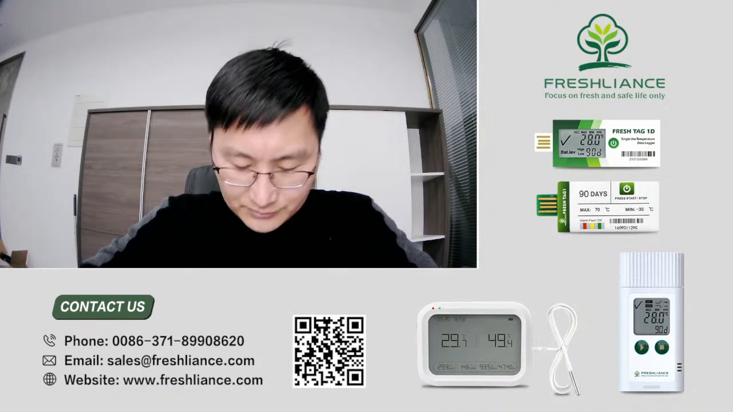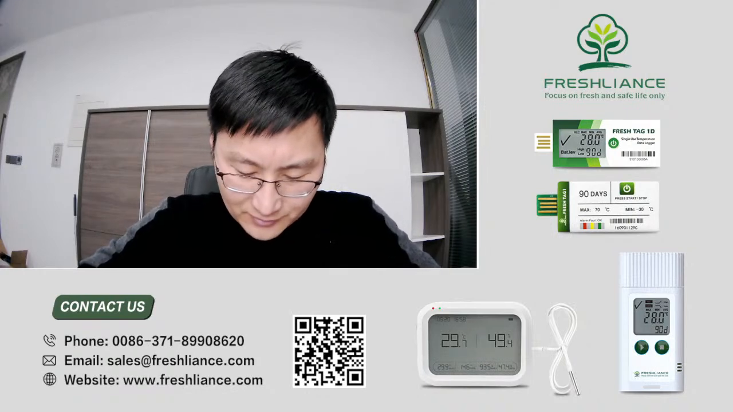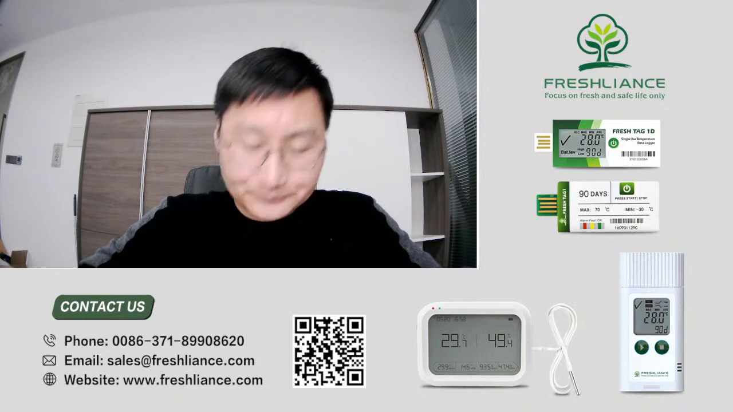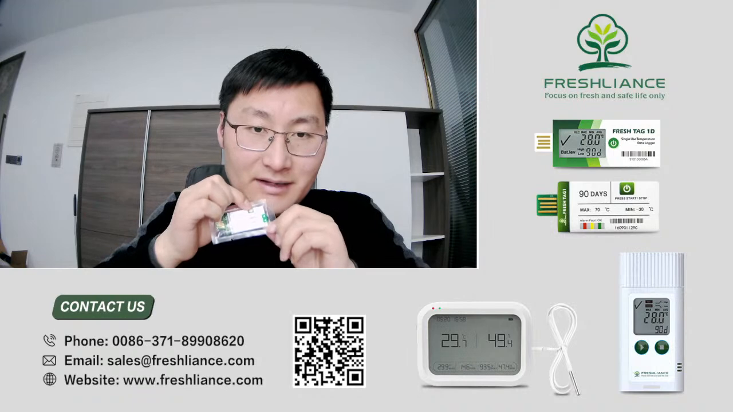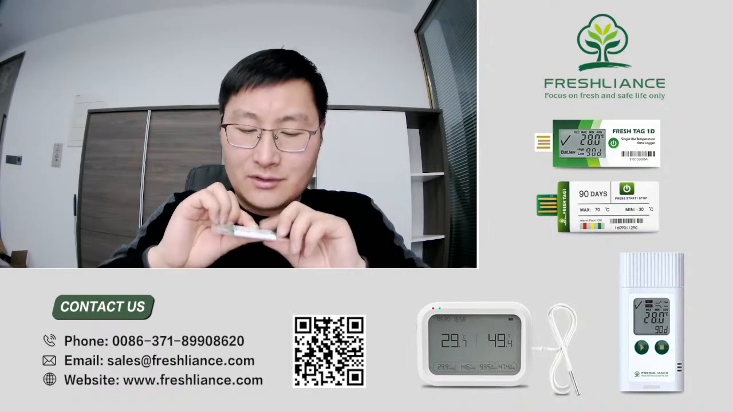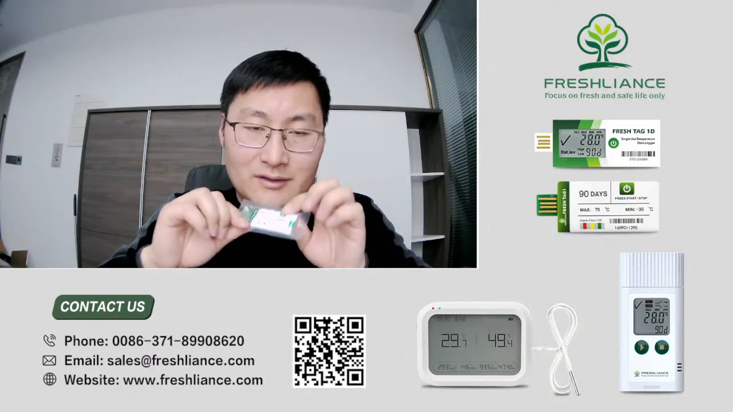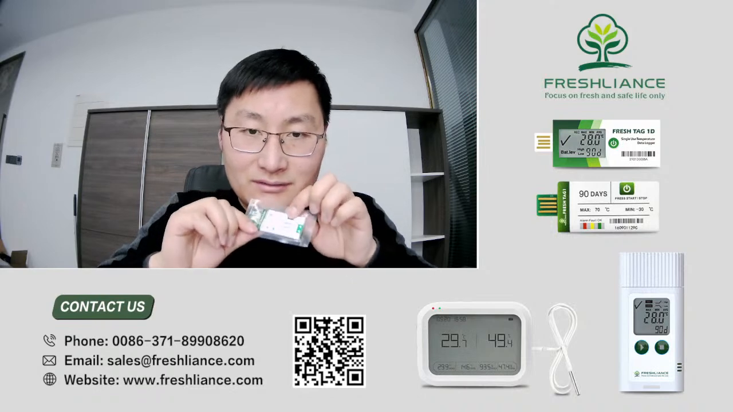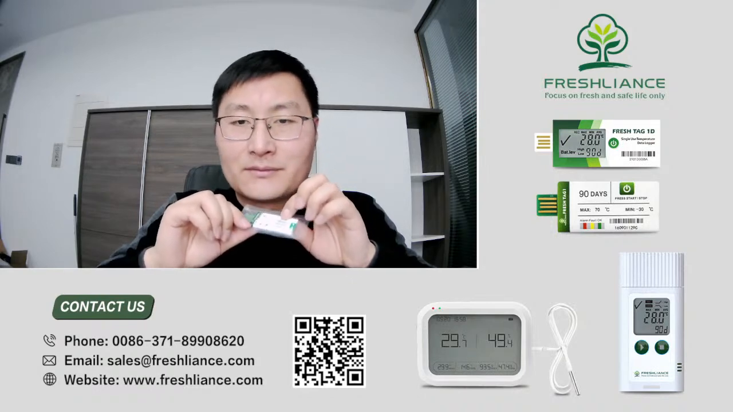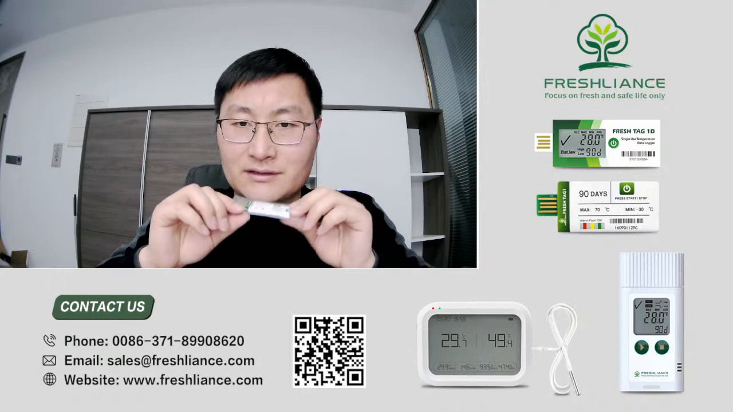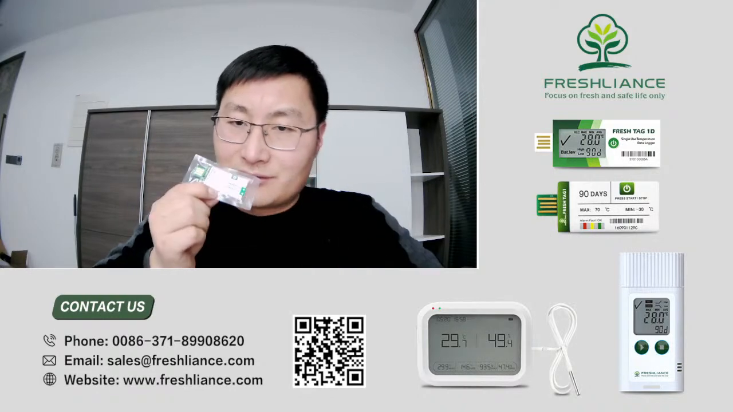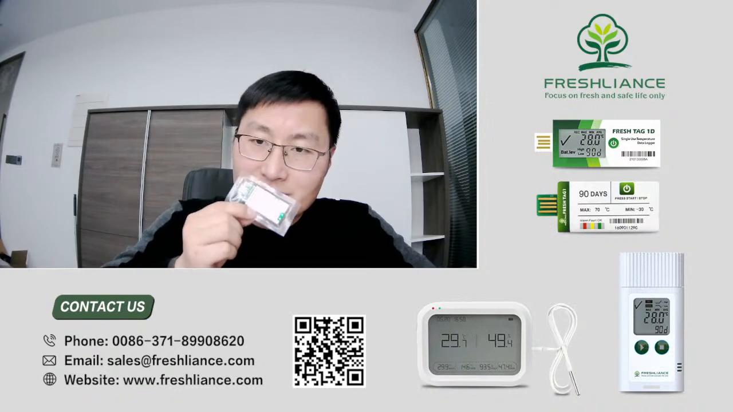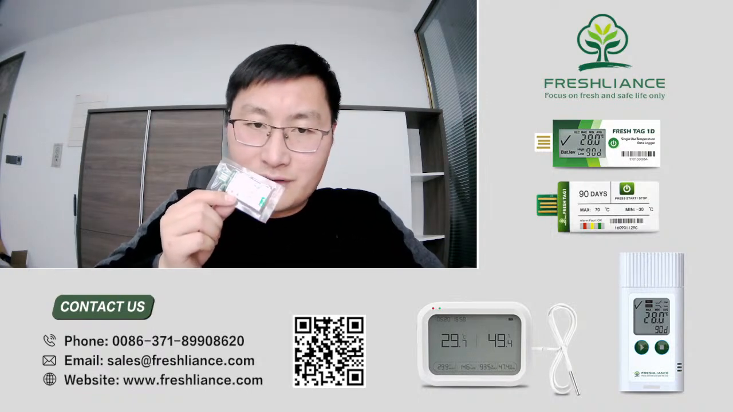Okay, let's continue. So how to use for the recording for the operation. The operation, as you can see, has only one button, the power button. Press the button and hold for 5 seconds. The green indicator will flash 3 times. It means the data logger starts recording.